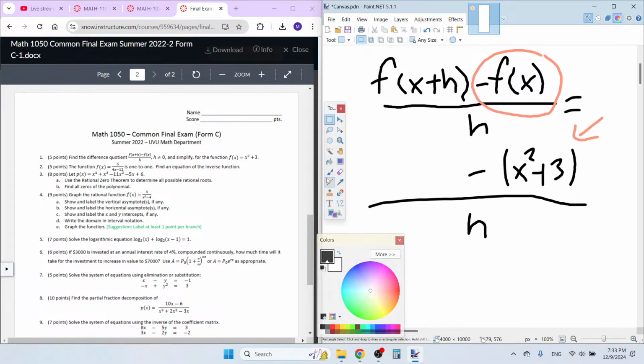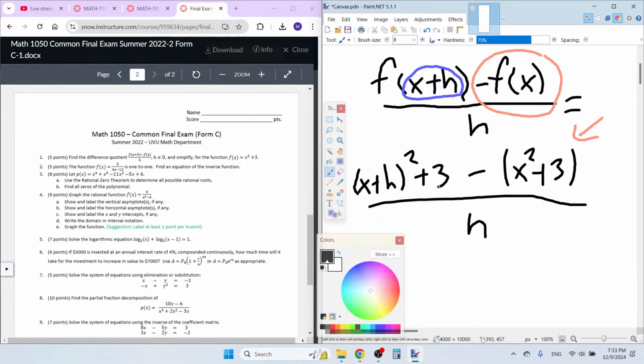And then we need to plug in f of x plus h. So what that means is that everywhere that we see an x in the original equation, we're going to replace it with x plus h instead. So instead of x squared, it's x plus h squared. And then, so x turns into x plus h. So x squared turns into x plus h squared. The plus 3 stays as it is. Here is the difference quotient with those values plugged in.